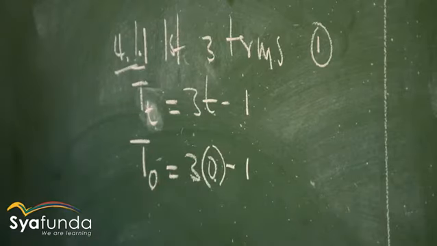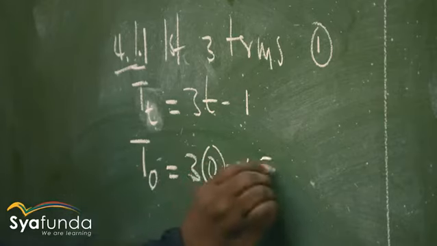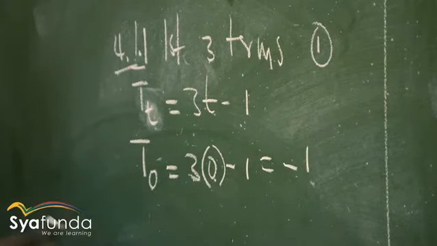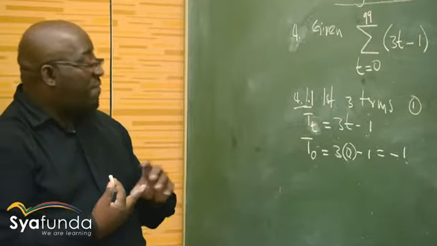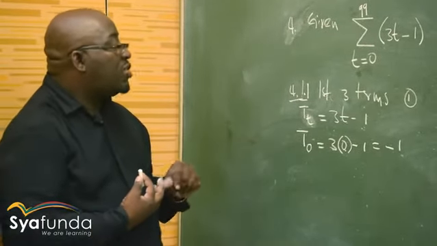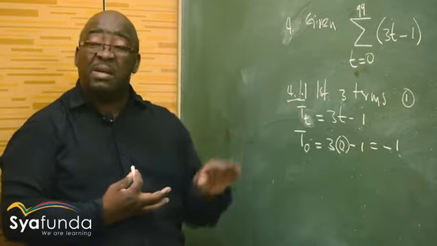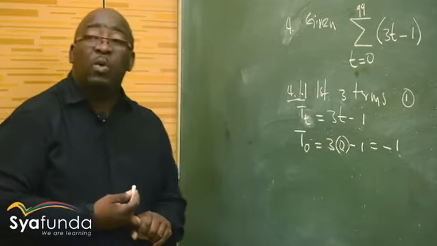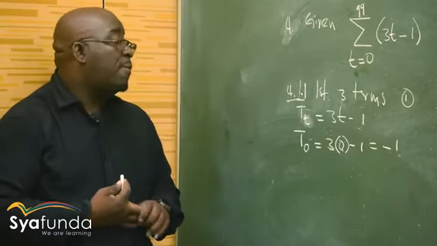What is 3 times 0? 3 times 0 is 0. 0 minus 1 is minus 1. So we know that our first term in this particular sequence will be minus 1. The first term will be minus 1. Let's check the first 3 terms. So we do have the first term, which in this case is minus 1.